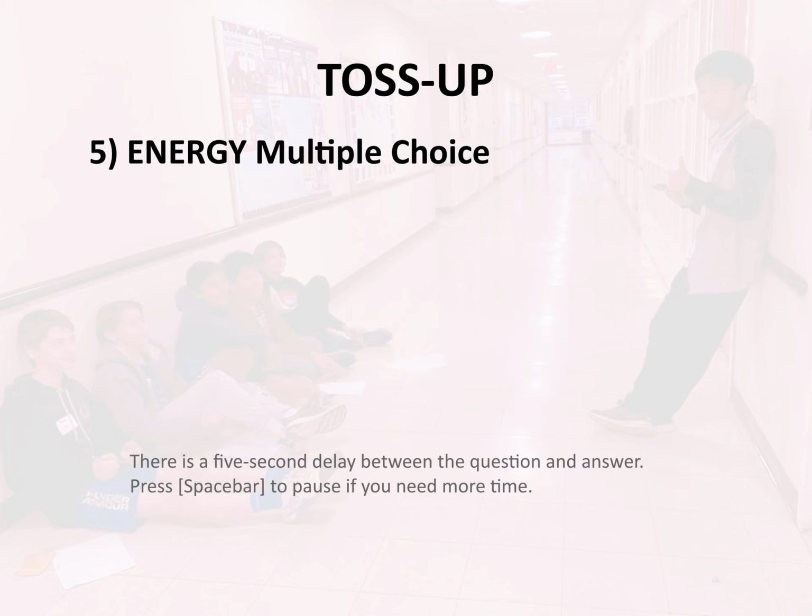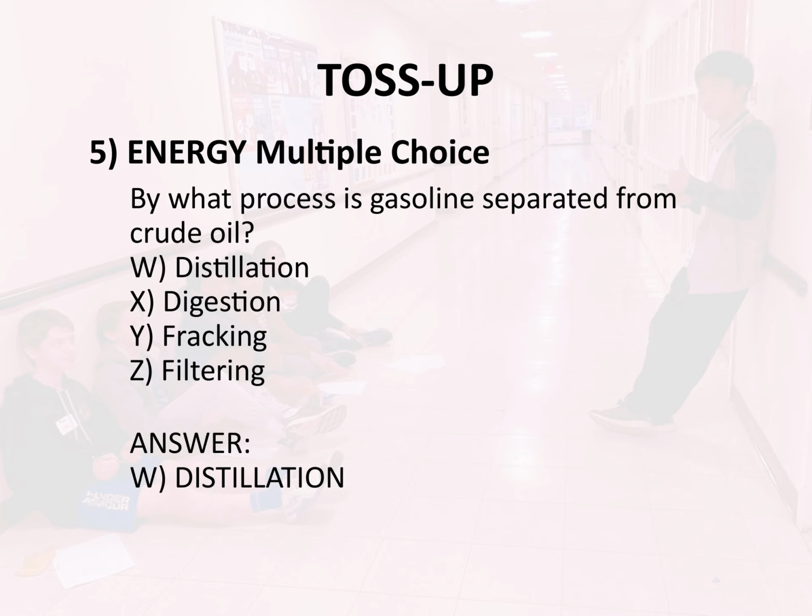Toss-up 5. Energy multiple choice. By what process is gasoline separated from crude oil? W. Distillation. X. Digestion. Y. Fracking. Z. Filtering. Answer. W. Distillation.